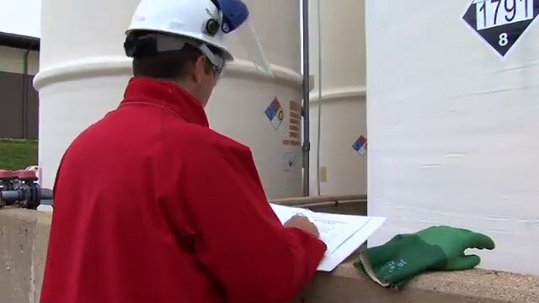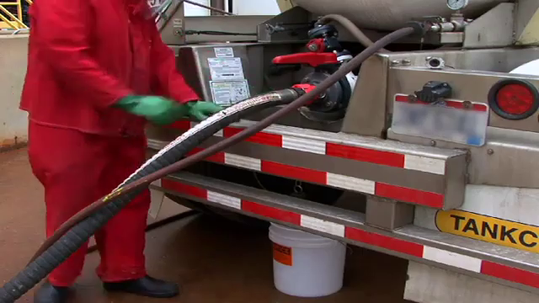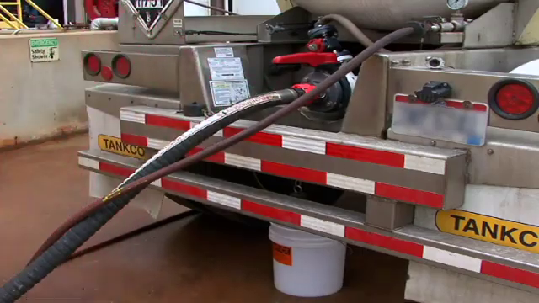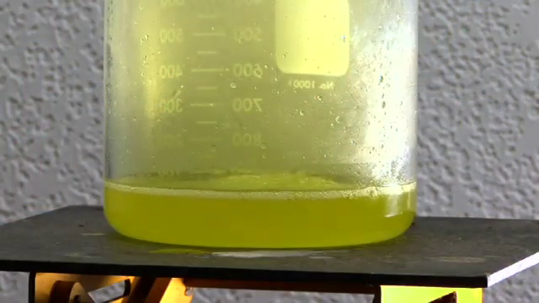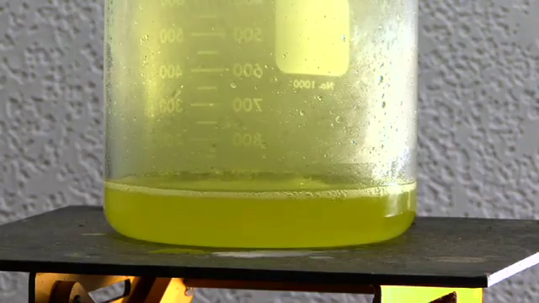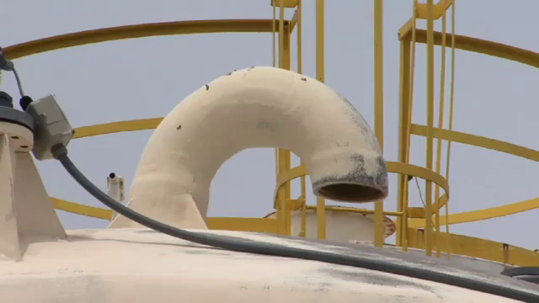Before connecting transfer lines, check to make sure the receiving container has sufficient capacity to handle the contents of the shipping container to be unloaded. Also, if an unloading hose is being used, ensure that it is made of a compatible material of construction. Some common metals, including stainless steel, react with sodium hypochlorite. A full listing of suitable materials of construction can be found in pamphlet 96 or by consulting your supplier.